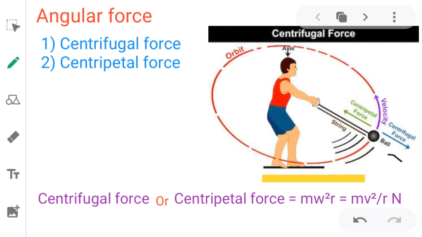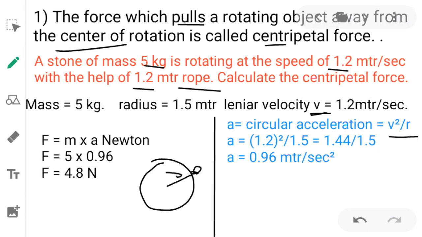1.2 square divided by r. R is the radius. The length of the rope itself becomes the radius. R becomes 1.2. So dividing v square by r, you get 0.96 meter per second square. That is the value of angular acceleration or circular acceleration.